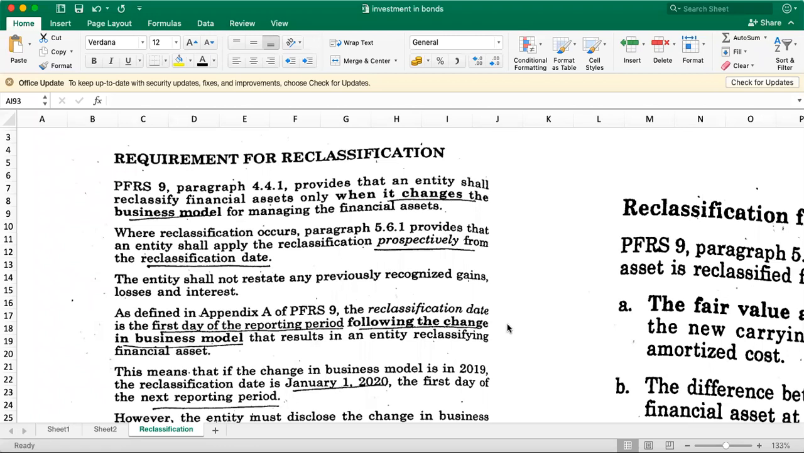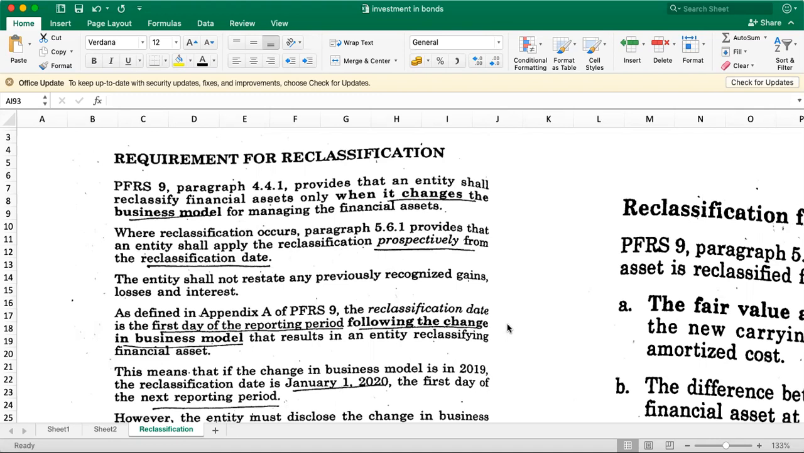For today's topic, we'll discuss reclassification of investments. So, we have three classifications: fair value through profit or loss, amortized cost, and FVOCI. When you say reclassification, we change the classification of the investment. Let's say, for example, from profit or loss to OCI, or from profit or loss to amortized cost.